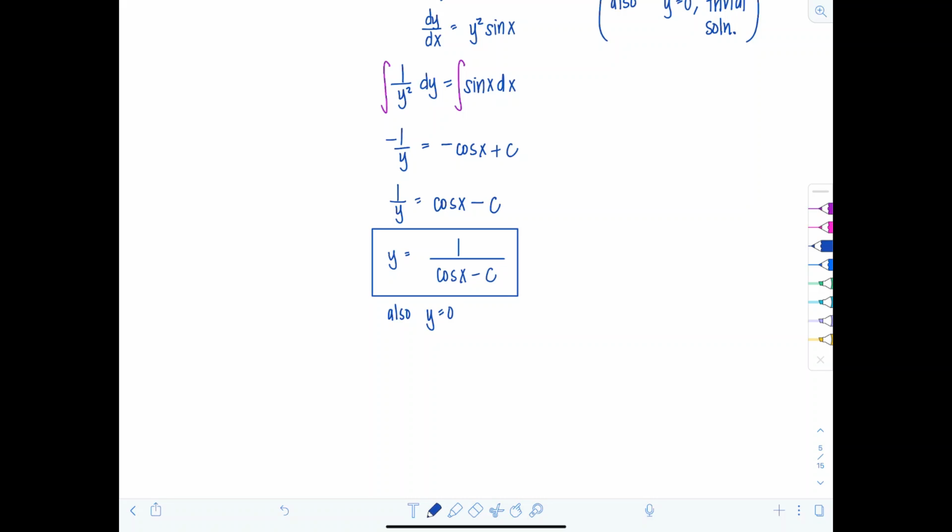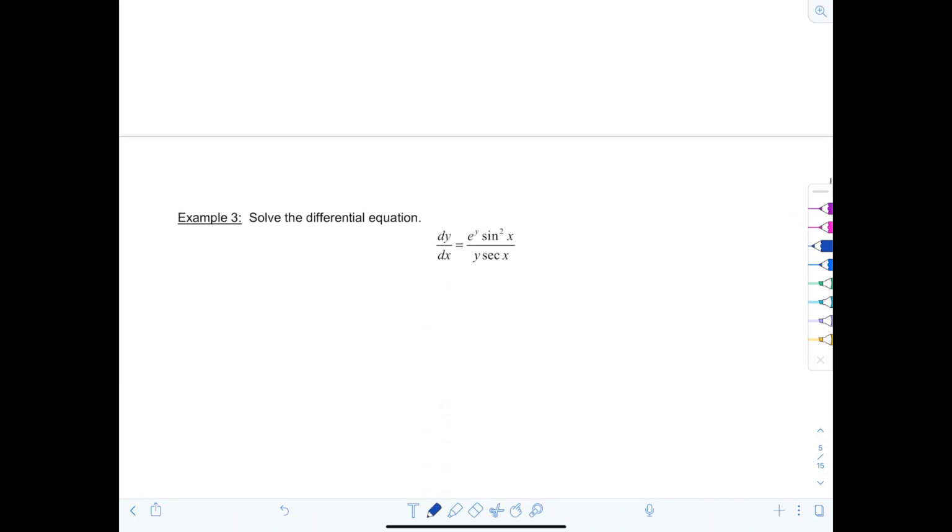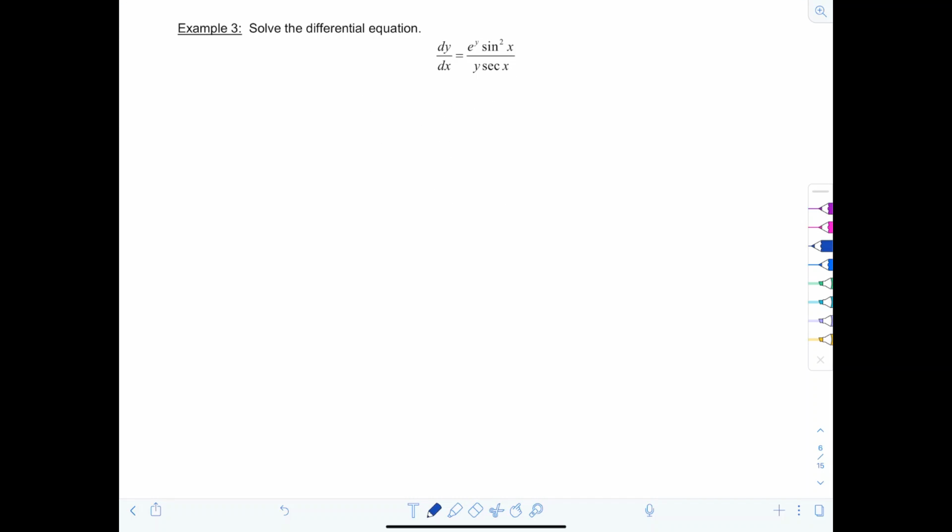All right, these ones were pretty straightforward. We didn't do any fancy integrating. Let's visit something else that might be a little more spicy. So we've got dy/dx equals e to the y sine squared x over y times secant of x.